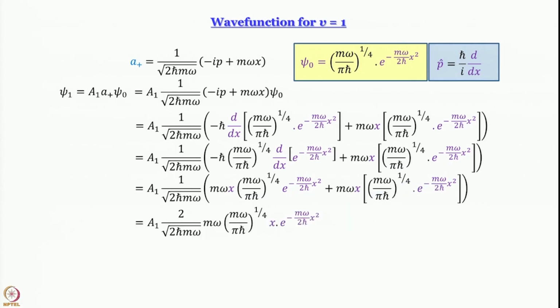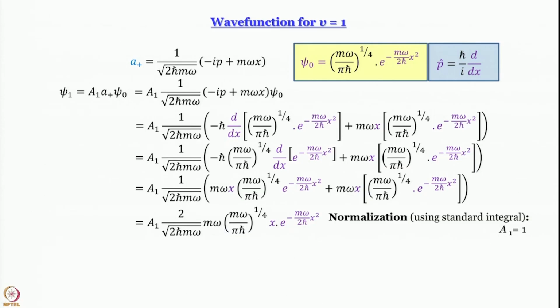A1 multiplied by 2 by root over 2h cross m omega, multiplied by m omega, multiplied by m omega by pi h cross to the power 1/4, multiplied by x multiplied by e to the power minus m omega by 2h cross x square. And of course, you have 2 m omega in the numerator and root over 2h cross m omega in the denominator. So, you are going to simplify this and you are going to get root over 2 m omega in the numerator and h cross in the denominator, right. That is what you will get, and you have to normalize it.